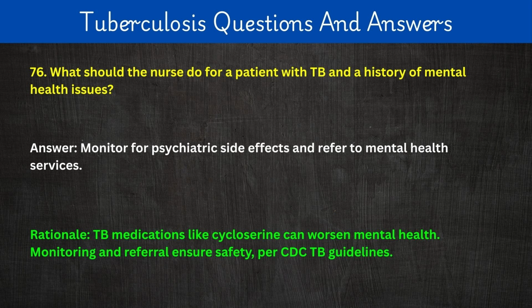76. What should the nurse do for a patient with TB and a history of mental health issues? Answer: monitor for psychiatric side effects and refer to mental health services. Rationale: TB medications like cycloserine can worsen mental health. Monitoring and referral ensure safety, per CDC TB guidelines.